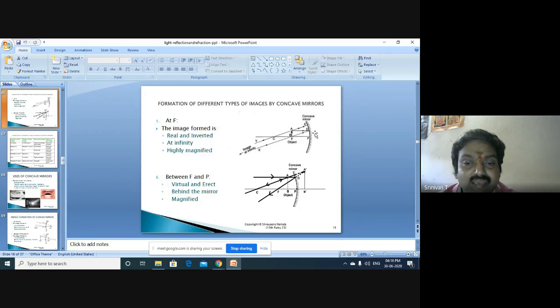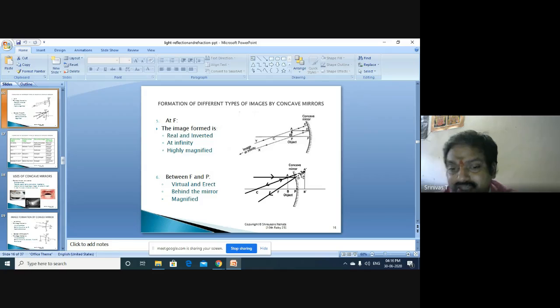The last case is between focus and pole, what happens there. Now you have one light ray, just assume the object is AB, and from A one ray is parallel to the principal axis and goes via the focus. Then you have one more light ray that goes via the center of curvature. Where exactly is the image formed? One is the extension of this C, the center of curvature, because the light ray is coming in this direction. We need the point of intersection, but because these two lines do not seem to intersect in this direction, we extend backwards, and they meet at some point A dash.